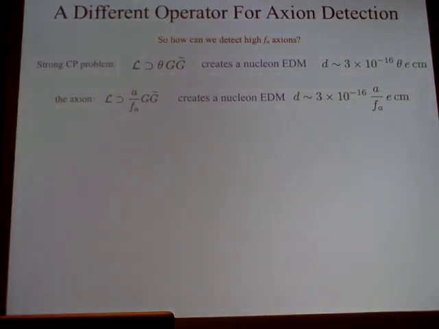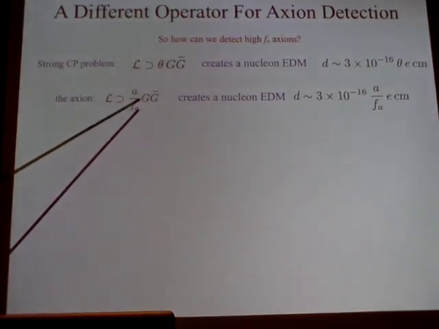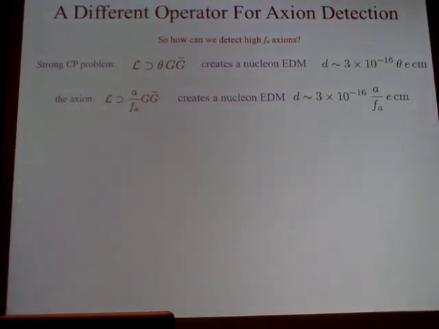So here is a different proposal. The axion, in addition to coupling to electromagnetism, has to couple to the gluons. The QCD axion has to couple to the gluons. That is what makes it the QCD axion. This is the defining coupling of the axion. Let's think about what this operator does.